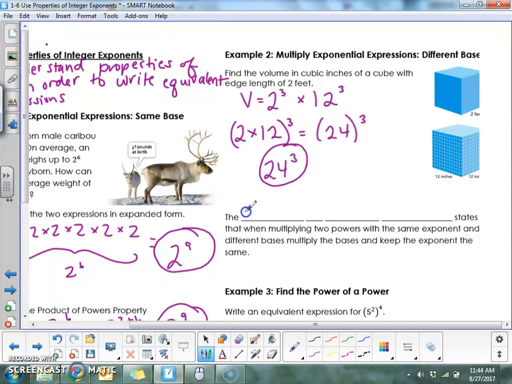And so for this one, this is called the power of products property. And that states that when you're multiplying 2 powers with the same exponent and different bases, you can multiply the bases and keep the exponent the same.